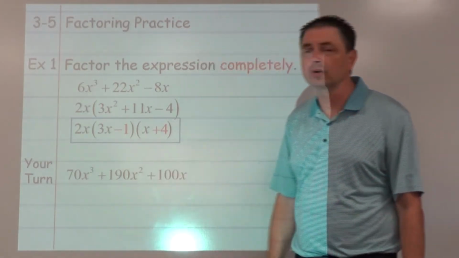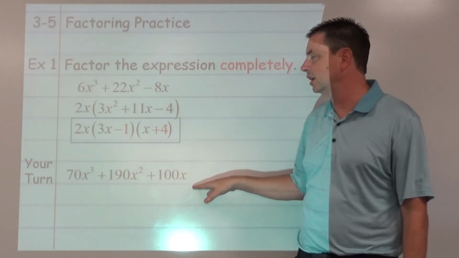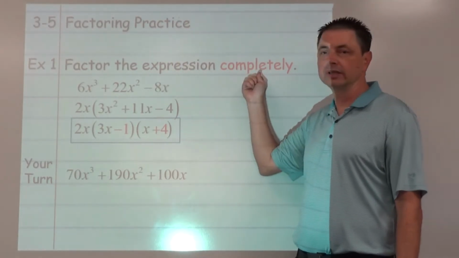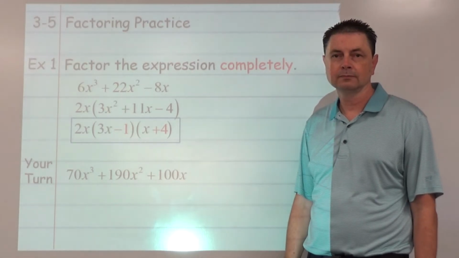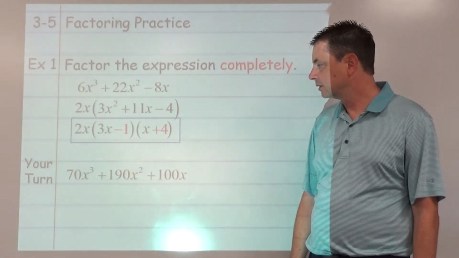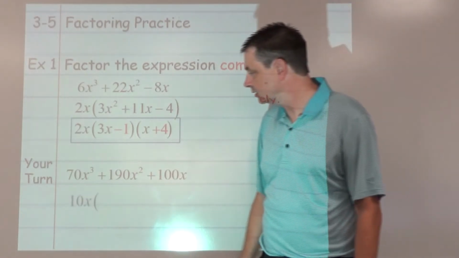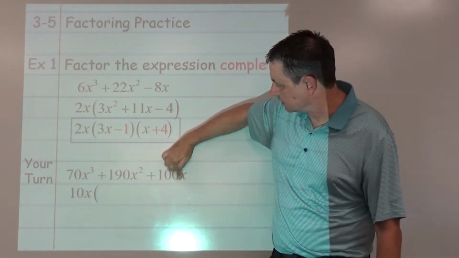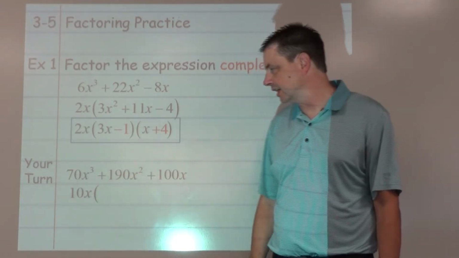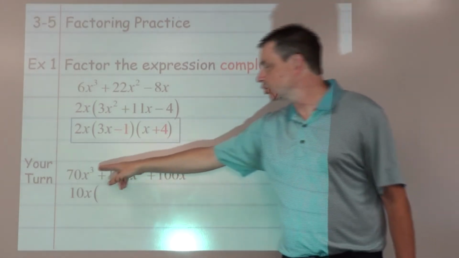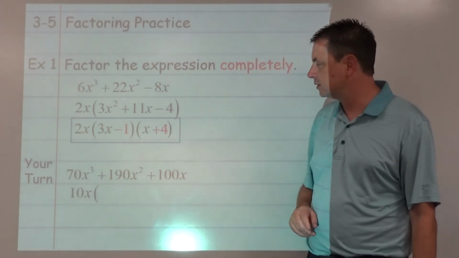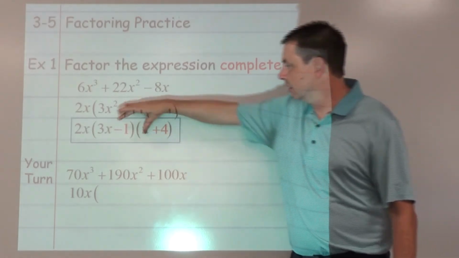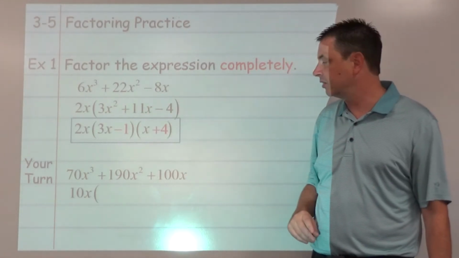Now go ahead and try the your turn. Pause the video here until you work it all the way through. Make sure you factor completely. This one also has a GCF of 10 and x. 10x is the GCF, factored out of the trinomial, 3 terms. We should have 3 terms in the parentheses. Don't go straight to this. Definitely not ready for that.